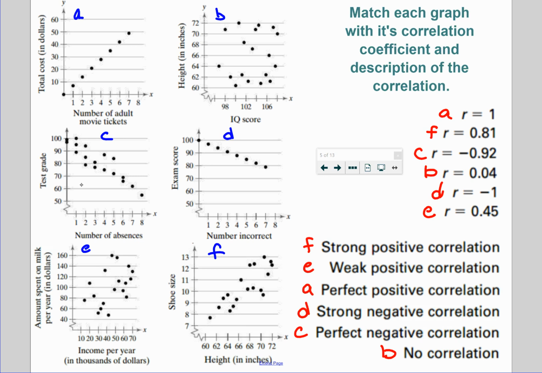Oh, one of them was wrong. Hold on. C and D, did I write them out? Strong negative. Oh yeah, perfect negative. Thank you. Some of you were giving me eyeballs. I figured I did something wrong there. There we go. Okay. Any questions other than that?